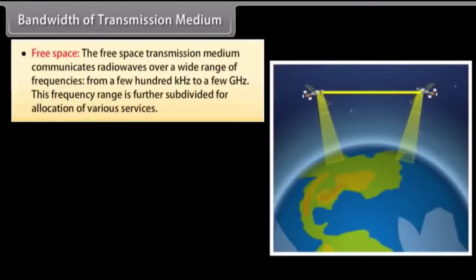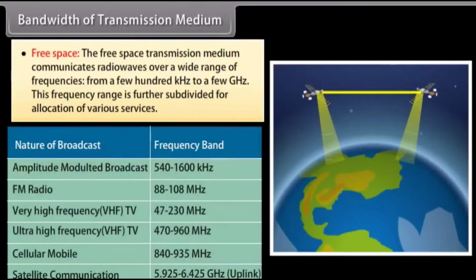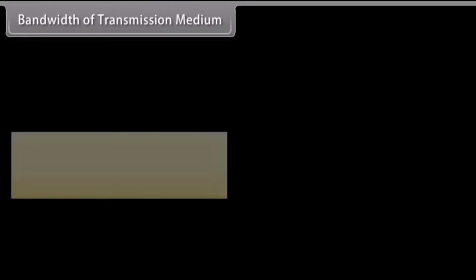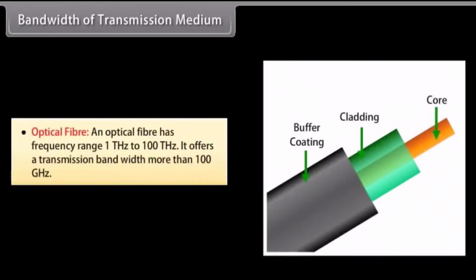Free space. The free space transmission medium communicates radio waves over a wide range of frequencies, from a few hundred kHz to a few GHz. This frequency range is further subdivided for allocation of various services. Optical fiber. An optical fiber has frequency range 1 THz to 100 THz. It offers a transmission bandwidth more than 100 GHz.